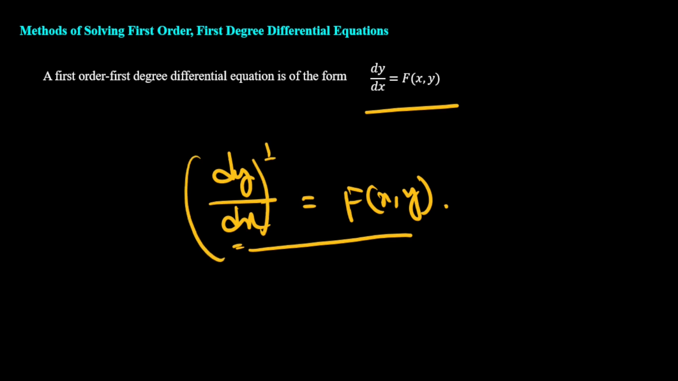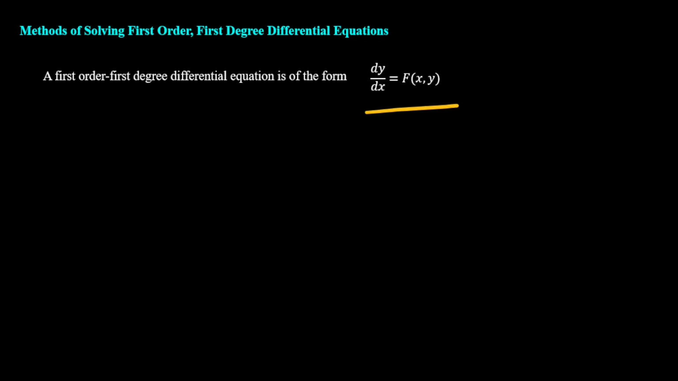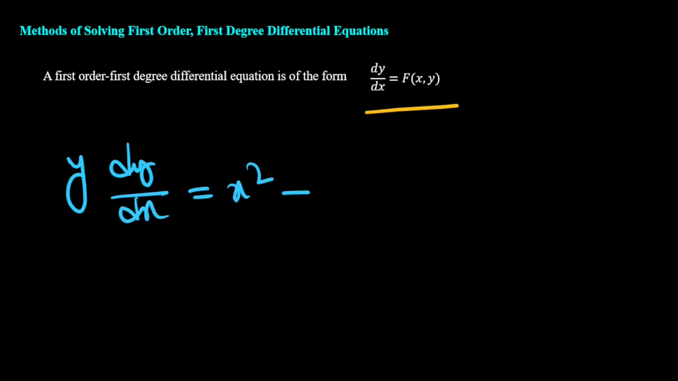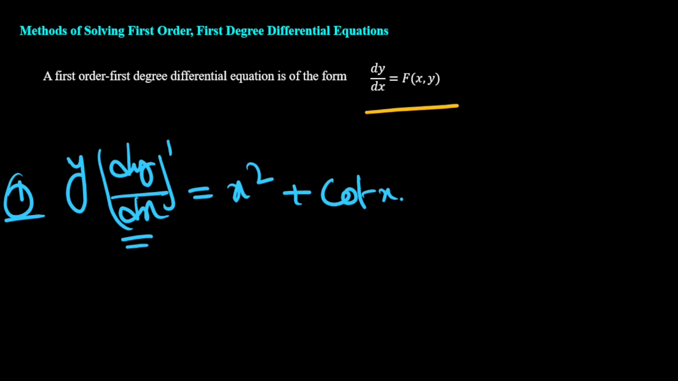So we call it first order first degree differential equation. Now let's look at some examples to understand first order first degree differential equations. Look at the first example: y dy/dx = x² + cot x. Here it is first order, because the derivative is dy/dx, and the degree is 1, so the power is 1. So this is one example of a first order first degree differential equation.